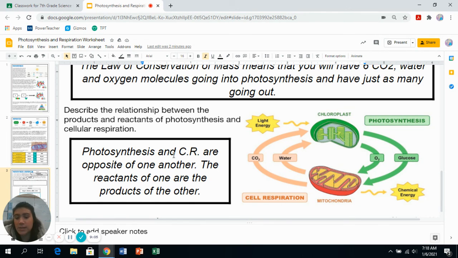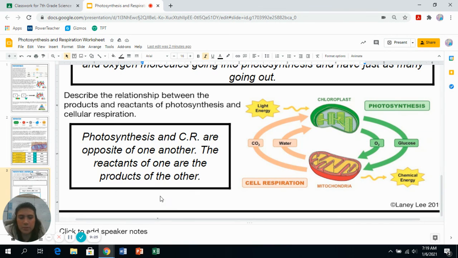So photosynthesis and cellular respiration are opposite of one another. The reactants of one are the products of the other. So that means that it's a cycle. What goes in to one and goes out the other goes in the other and then out. If we took water out of this production, then it would cease to exist. Okay, so that is what I want you to write on your worksheet.